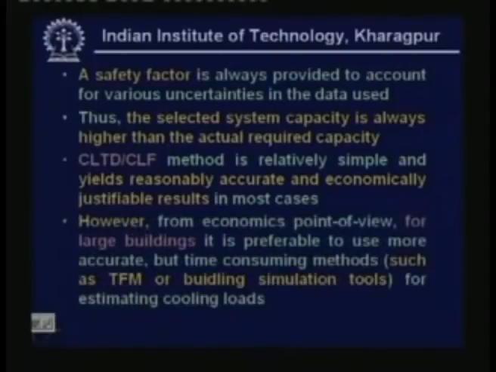However, from an economics point of view, for large buildings it is preferable to use more accurate but time consuming methods such as the transfer function method or building simulation tools. If you want to find out the exact cooling load very accurately, you have to use either the transfer function method or actually simulate the building for estimating the cooling loads. Thereby you can calculate the required system capacity more accurately.